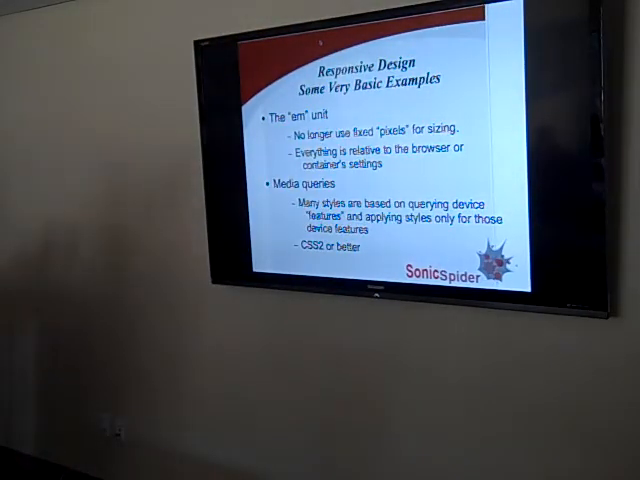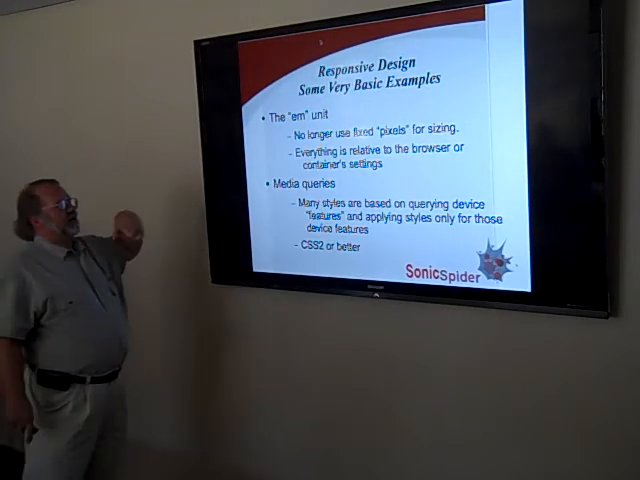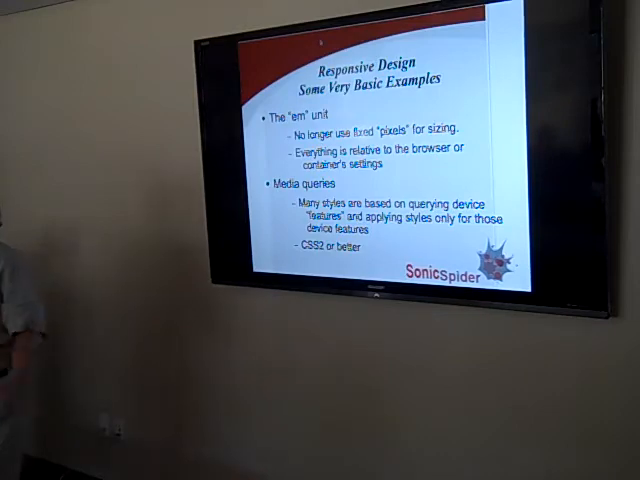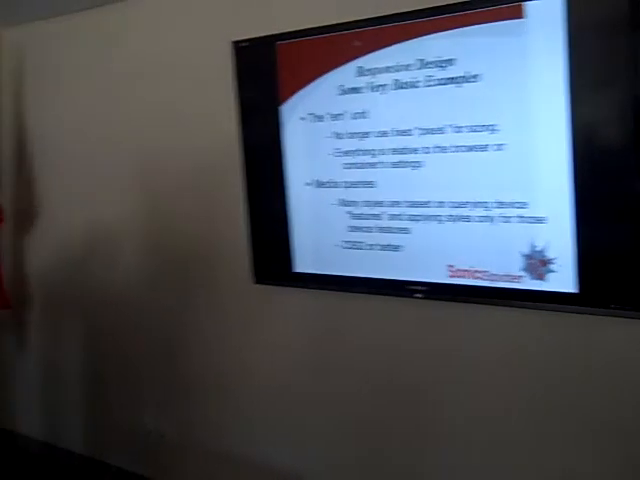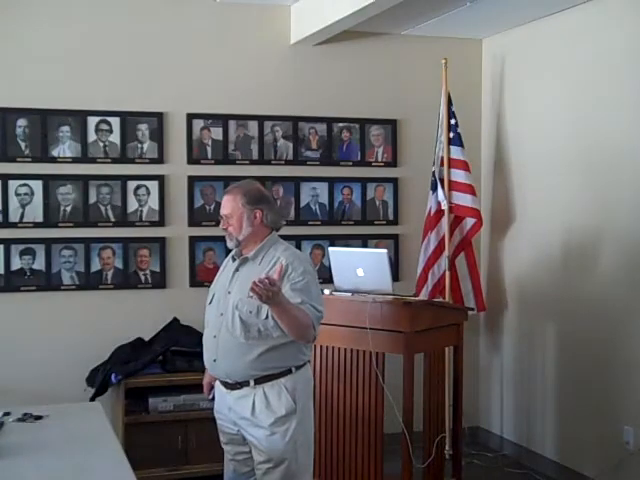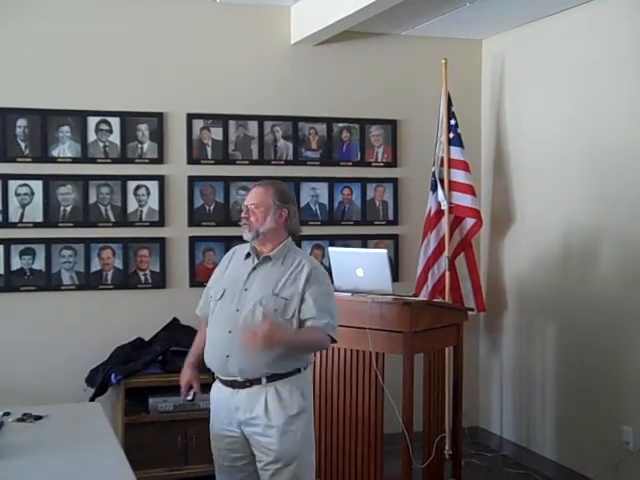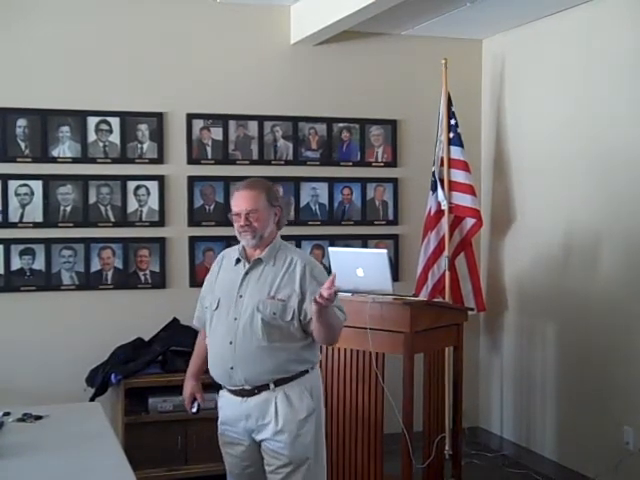Okay, let's now dig into a little, hopefully as quasi-geekiness as I can be. One of the key things you want to learn is the EM unit. That's the unit you want to see when you look at the style sheet. You don't want to see PX or anything like that. You want to see EM. That way you're no longer using fixed pixels for sizing. Everything is relative to the browser and the container settings. So one EM would be considered the browser's default size, and 2 EM would be considered twice the browser's default size.